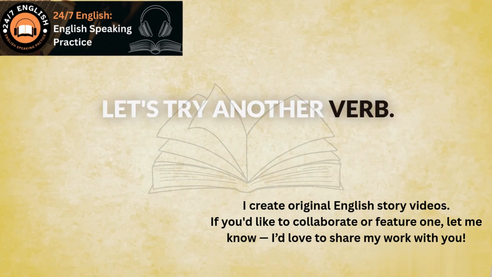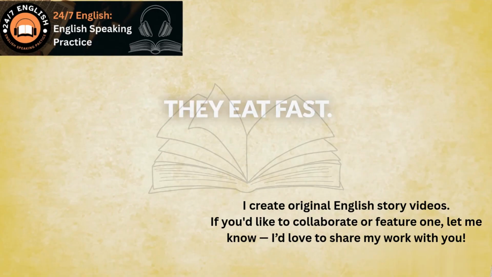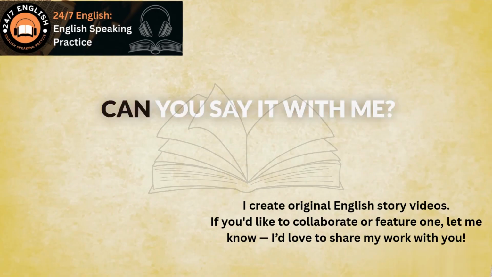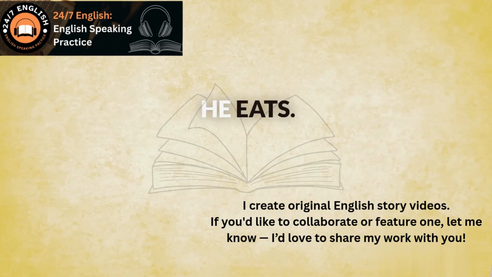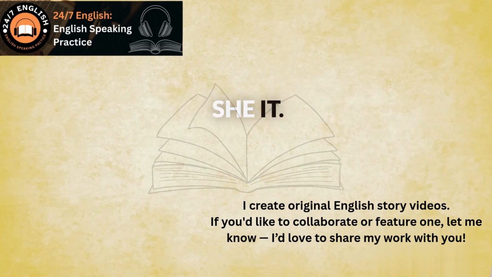Let's try another verb. Eat is a verb. I eat rice. You eat bread. We eat dinner. They eat fast. He eats an apple. She eats cake. Can you say it with me? He eats. She eats. It eats. Again, add s to the verb for he, she, it.